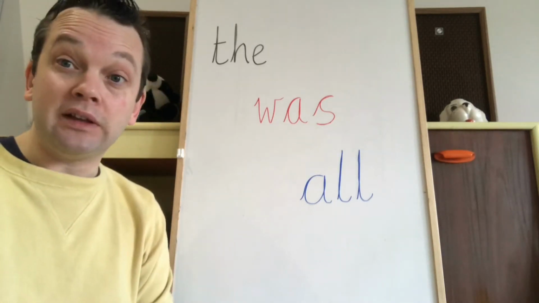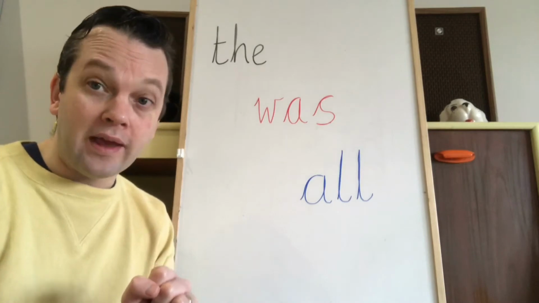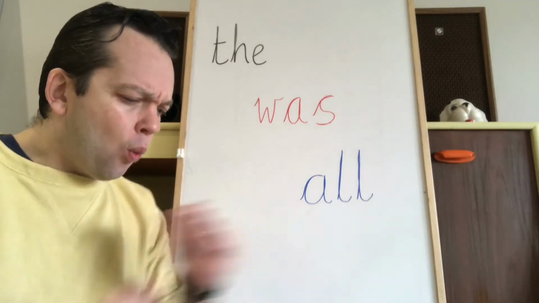Okay, let's get rid of this and we'll do some more learning. 3, 2, 1. Now the letters E and R make the sound. Yeah, that's right. So it's your turn now. Make sure you say it nice and loud. The letters E and R make the sound. Come on, really spin it.